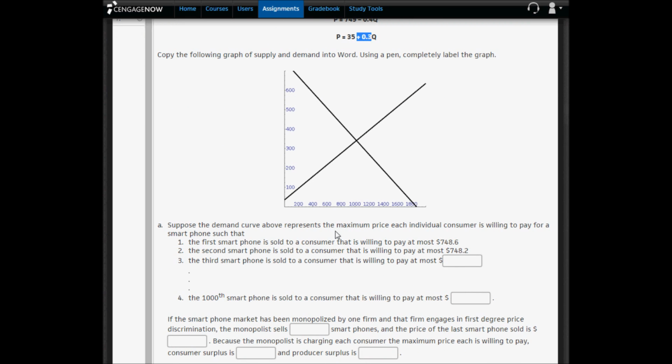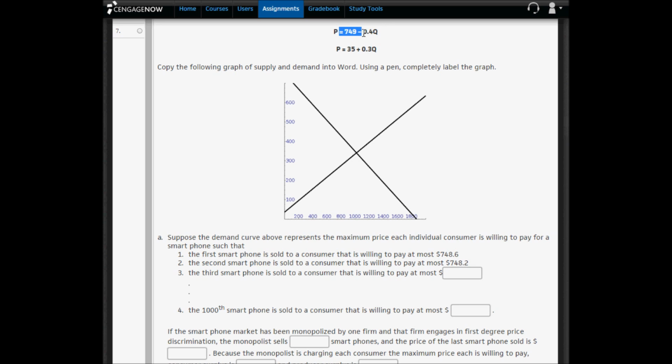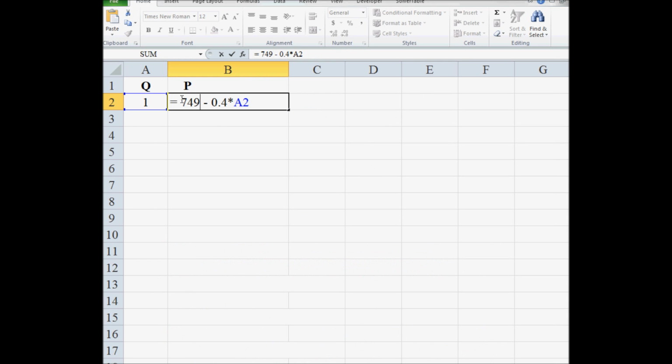Suppose the demand curve above represents the maximum price each individual consumer is willing to pay for a smartphone, such that the first smartphone is sold to a consumer that is willing to pay at most $748.60. Now, how did I get that number? Well, I copied this part of the demand curve into Excel, and then I substituted 1 in for Q. So here's the demand curve, and I replaced Q with A2. So I got the intercept minus the slope times 1.